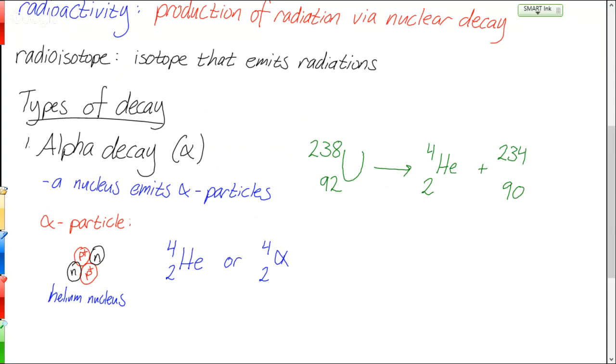So what's the new element that goes there? It is 90, which would be TH, thorium. So we look up the atomic number on the periodic table, which is now 90, and we just write down the symbol for element number 90. And that's the whole equation for alpha decay.